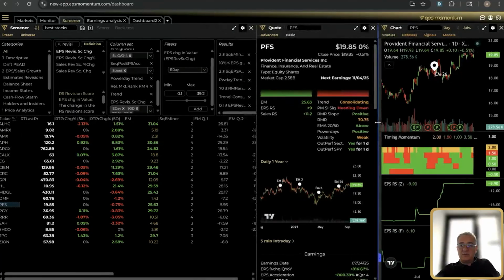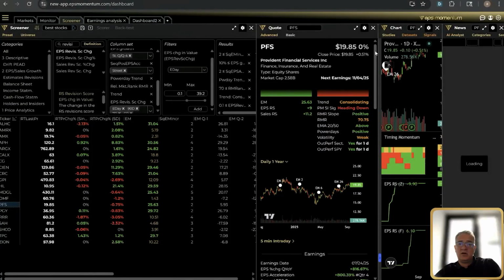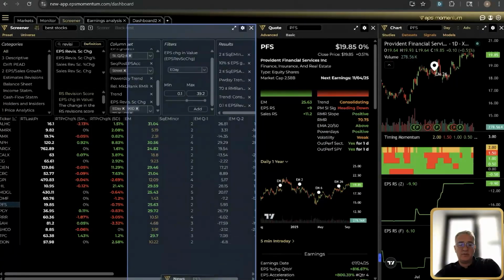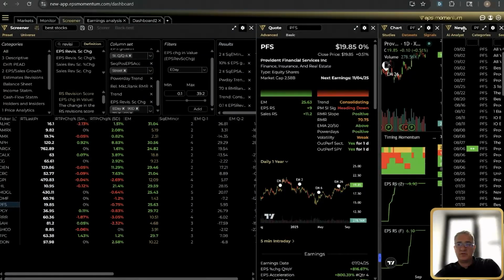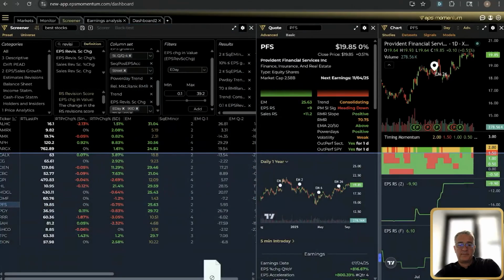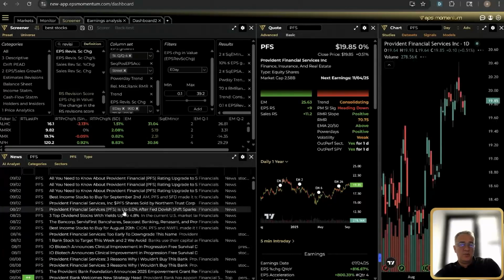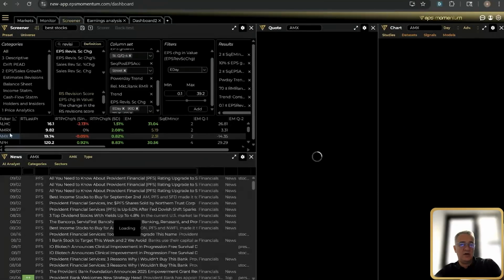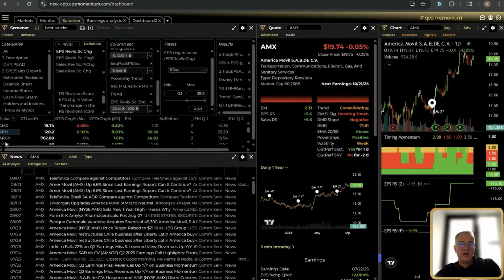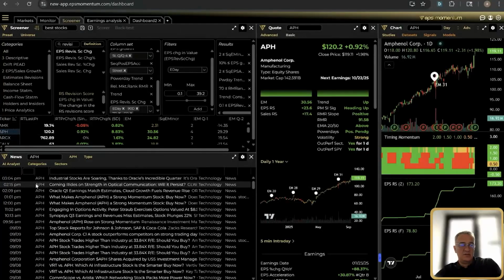Okay. So I can look further and look at news, for example, on these names. So I can pull up the news at the bottom here. There you go. Pull up the news at the bottom, and it will take the news on PFS or AMX or AMPH, right? And I see the news for the day. I see the important news.